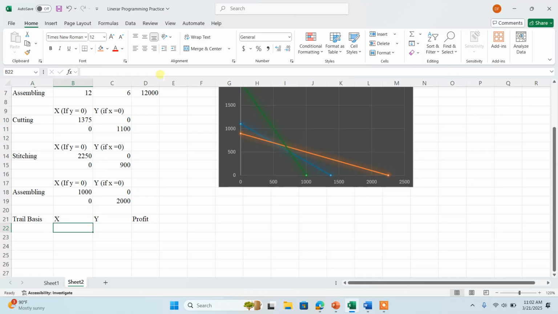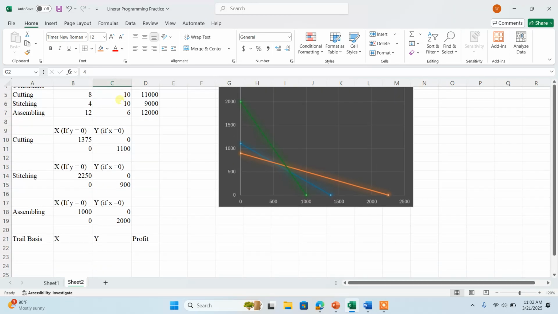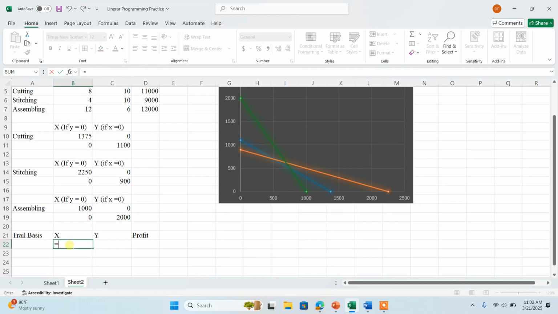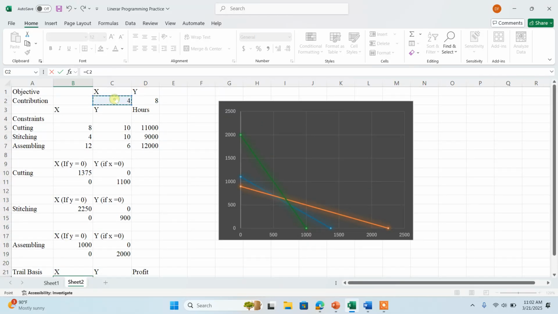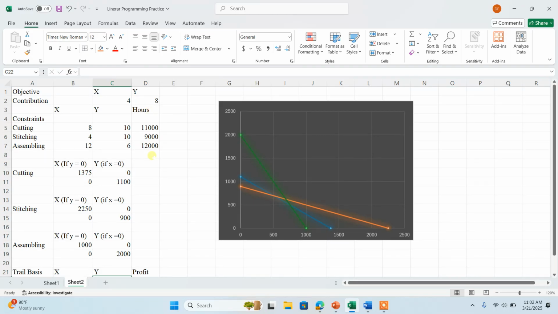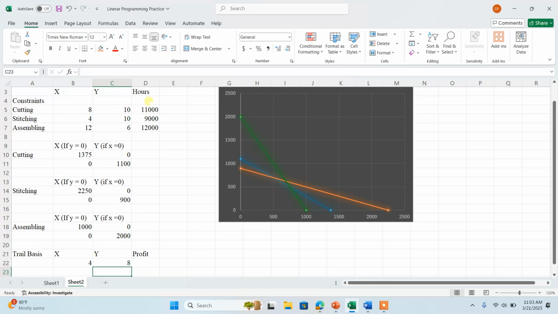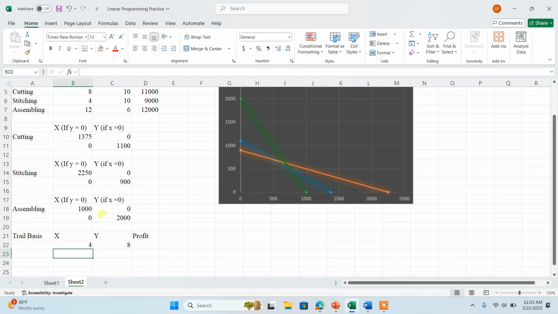X can give me the maximum for 1 unit of X, how much profit or contribution do I have? 4. And 1 unit of Y gives me a contribution per unit of Y of 8. Now let's check if I'm on the point P.